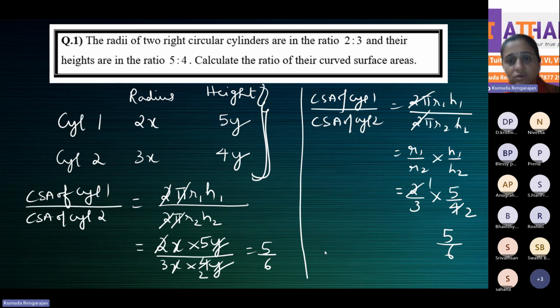And we have found the ratio without actually finding their curved surface areas. You don't have to find them because that's not the question. The question is not to find their curved surface areas. It's only to find the ratio of their curved surface areas, which we can find directly without finding the curved surface areas separately.